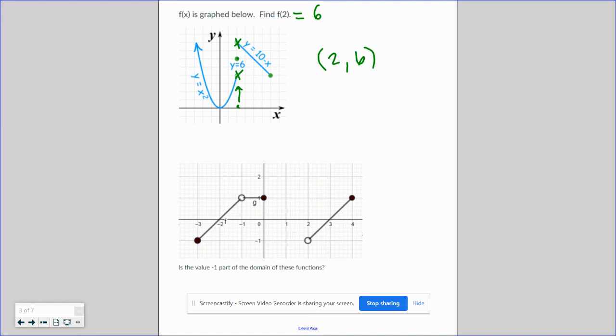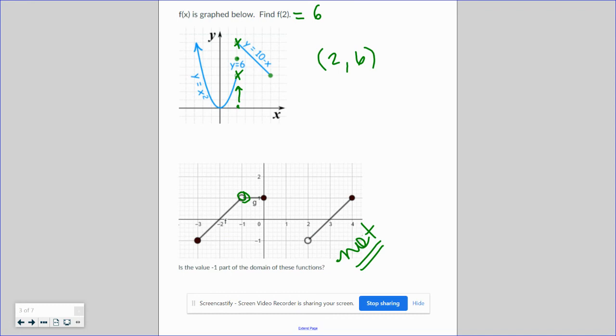So is the value -1 part of the domain of this function? So does that x value exist is what that's asking. So at -1, I go up, there's an open circle, so it does not exist. Big no, because there is an open circle, and that means that x value does not exist for this function at all, as long as there's an open circle. If you could keep going up and there's another black dot or there's an extended line somewhere else, then it would exist.